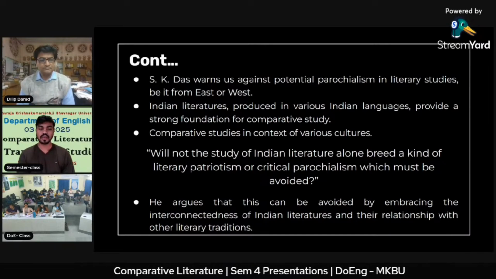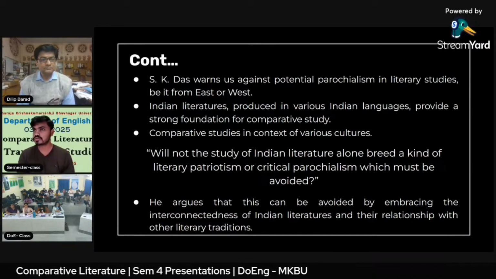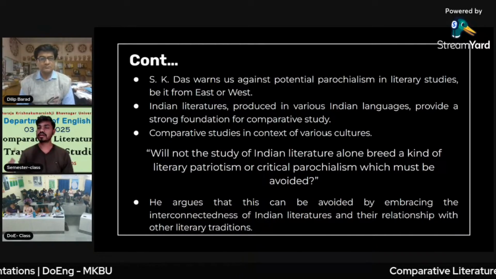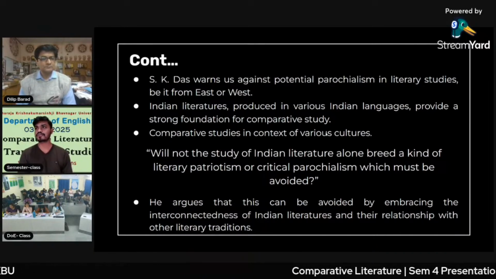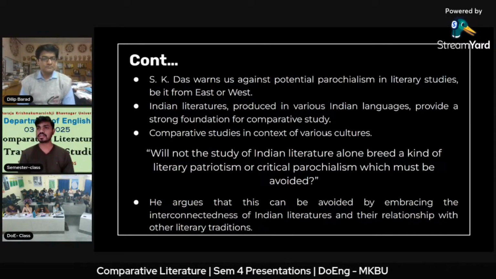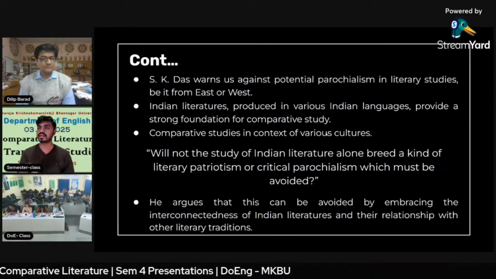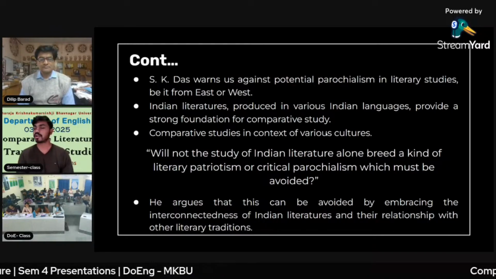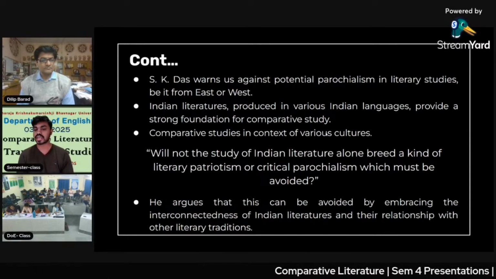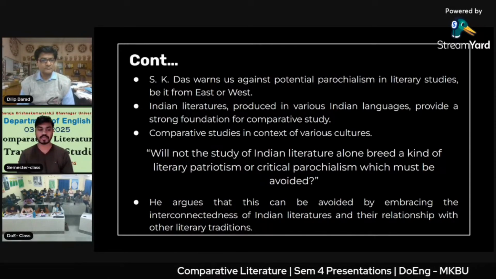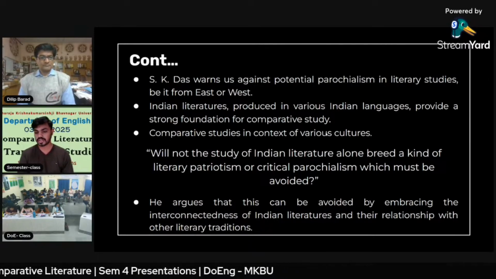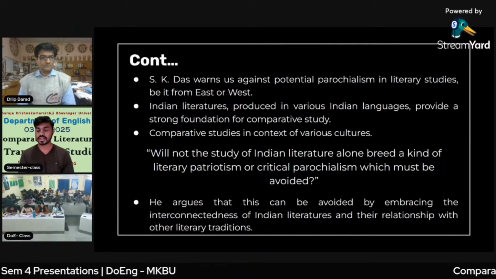Well, he says that this could lead to parochialism, because we are moving from comparative studies to comparative Indian studies. Comparative study is a study of world literature, and on the other side, comparative Indian literature is a study of the Indian nation, so wouldn't it lead to parochialism? In answer, he argues that this can be avoided by embracing the diversity of Indian languages, the interconnectedness of Indian literature, and its relationship with other literary traditions.